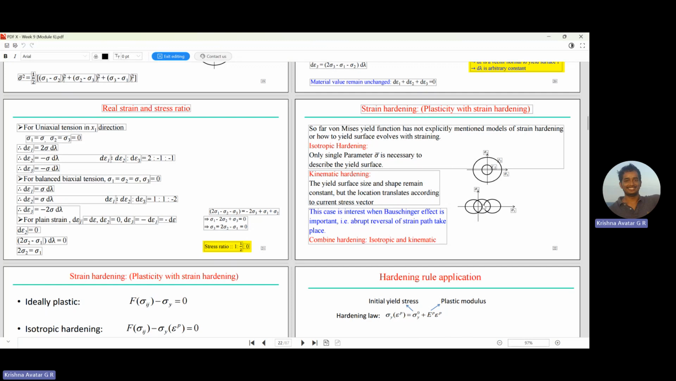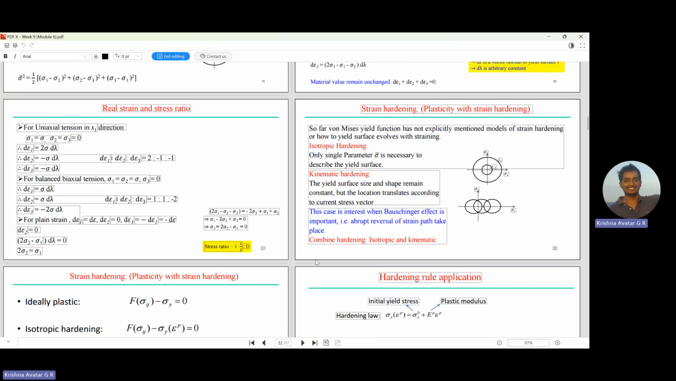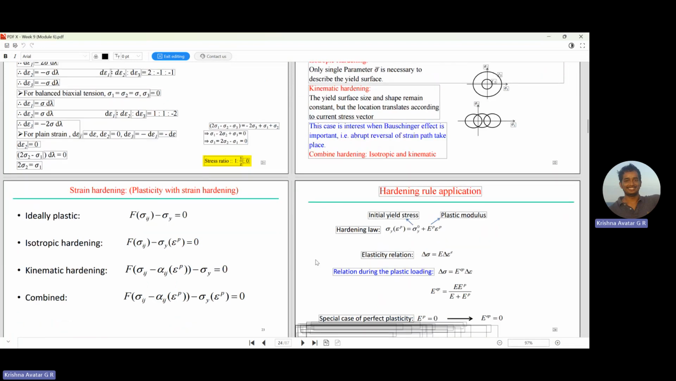Because initially it was like this, we see clearly that the yield stress in tension mode happens to be higher than that in the compressive mode. So this case is interesting when the Bauschinger effect is important, that is, when there is an abrupt reversal of strain path. Now, when we combine both hardenings, isotropic and kinematic, that gives us a more realistic picture of the hardening process that goes on.